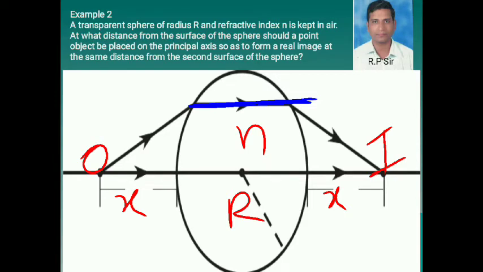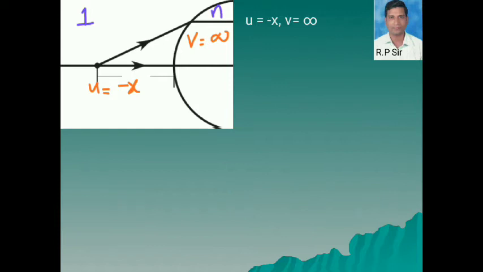From the figure, u equals to minus x, that is the object distance, and here we measure the object distance opposite to the incident ray, and v equals to infinity because the refracted ray is parallel to the principal axis after refraction at the first surface.